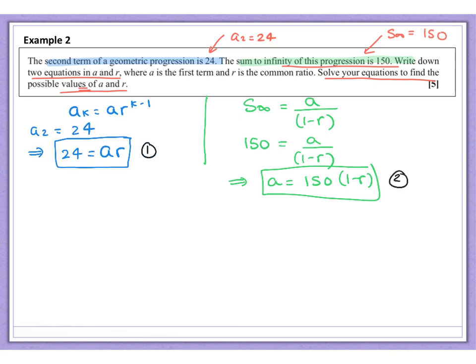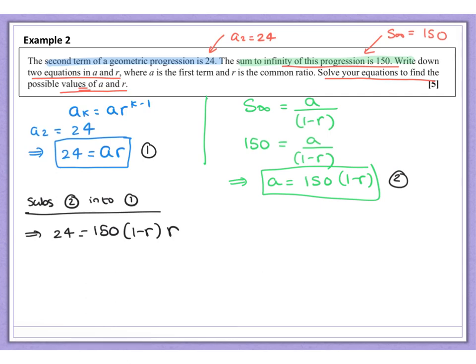And I'm going to substitute equation 2 into equation 1, which tells me that 24 equals, and instead of a, I'm going to write 150 times (1 minus r), all multiplied by r. So just make sure you can see what I've done there. I've replaced the a here with a in terms of r. Now I'm going to end up with a quadratic equation here.